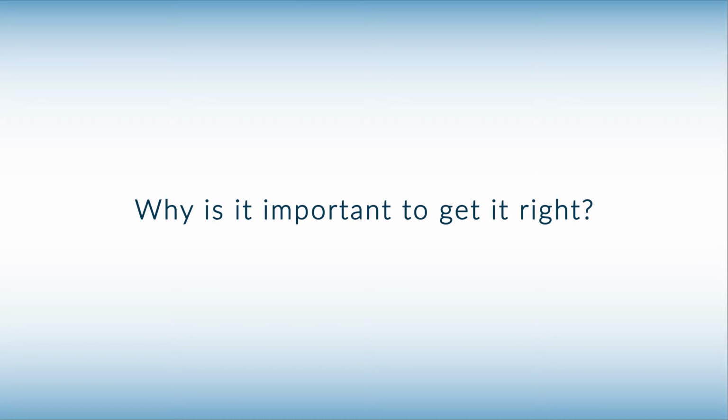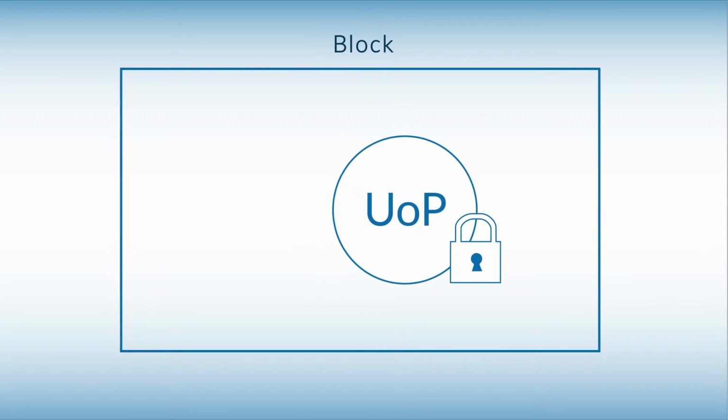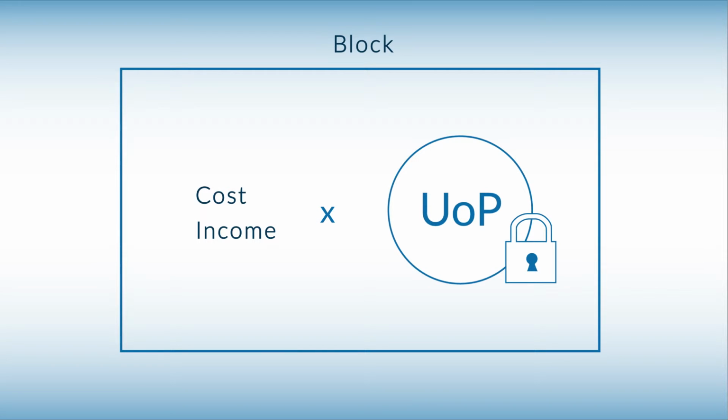Why is it important to get the unit of production right? The unit of production always stays the same in any given block, and all costs and income data must be expressed in terms of the selected unit of production.